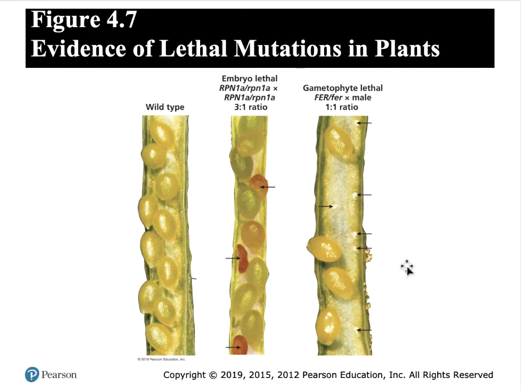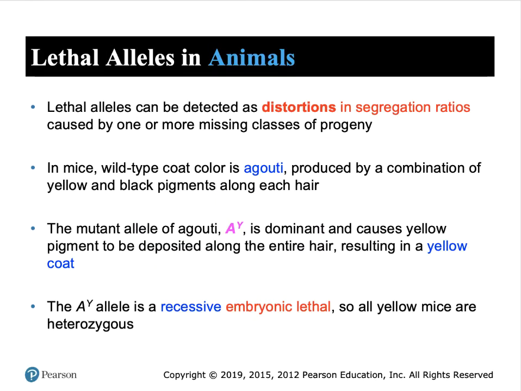To reiterate, the ratio that we expect to see here is a 3:1. So for every 3 seeds alive, there should be 1 that's dead. And the ratio here that we expect to see from this cross is 1:1. You can see the 4 living seeds, and you can see the 5 or so dead seeds. The classic examples used in animals are to do with agouti. Agouti is the coat color of mice.